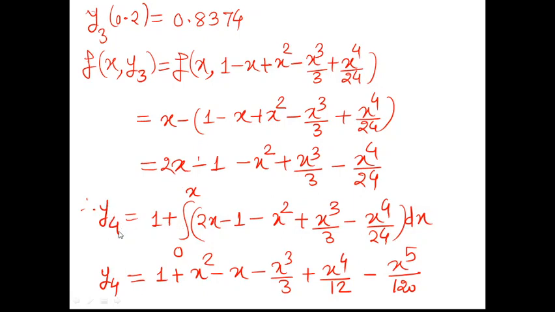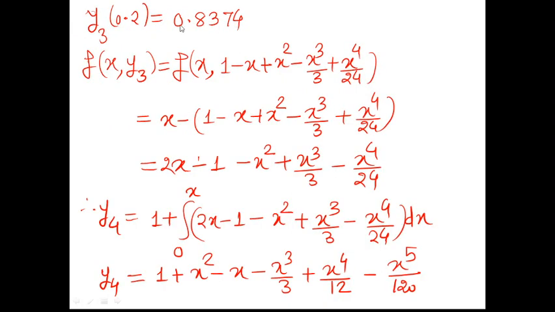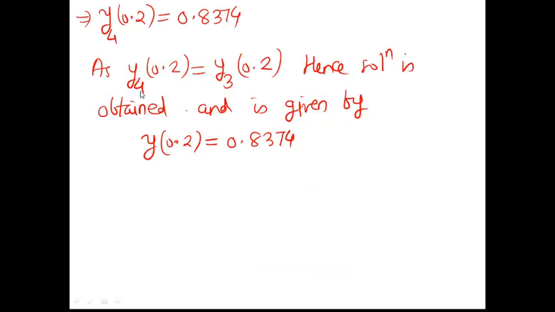What will be the expression for y4? It is y naught, which is 1, plus the integration from x naught to x, that is 0 to x, of f of x y3, which I have substituted here directly. Simplifying it further, I get this series expansion for the fourth approximation, and then finding its value at 0.2, I get 0.8374. If I compare this with y3 at 0.2, it comes out to be nearly the same. So as y4 of 0.2 is the same as y3 of 0.2, we have to stop here as we have obtained the solution. The required value of y is 0.8374.